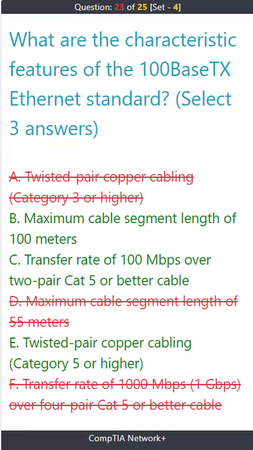The correct answers are B. Maximum cable segment length of 100 meters. C. Transfer rate of 100 Mbps over 2 pair Cat5 or better cable. E. Twisted pair copper cabling, Category 5 or higher.